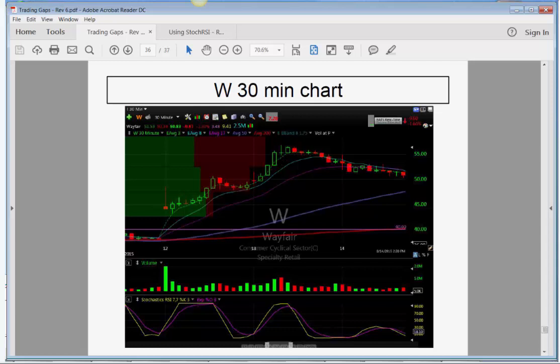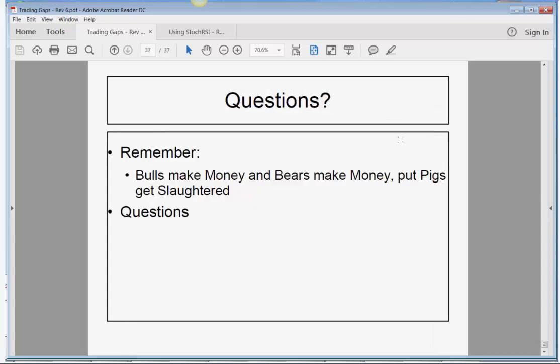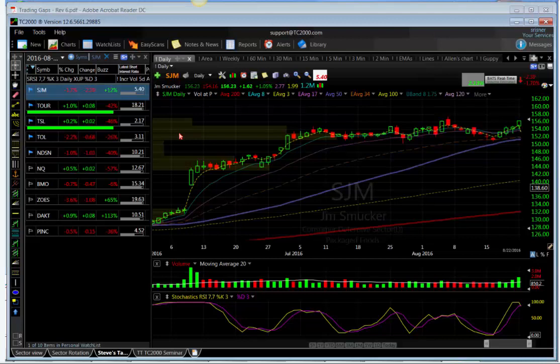And it goes up and it pulls back. How many days can that do that? I don't know. All right. I'm going to go to some live charts, but I want to tell you, bulls make money and bears make money. But pigs, I didn't say hogs, I said pigs get slaughtered. All right, let's go over to some live charts.